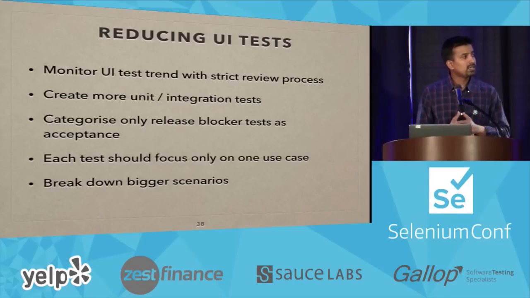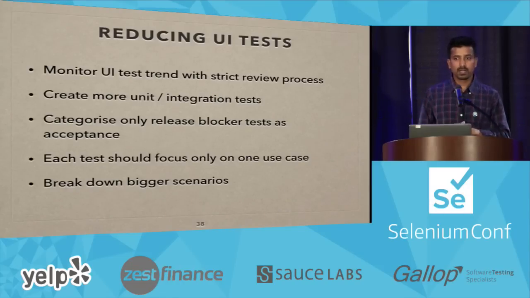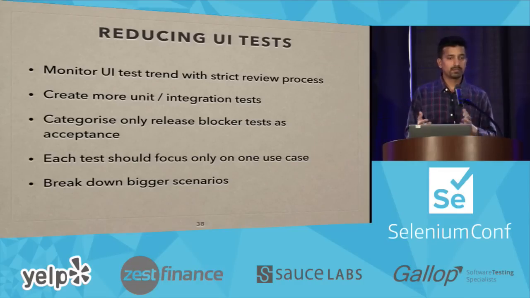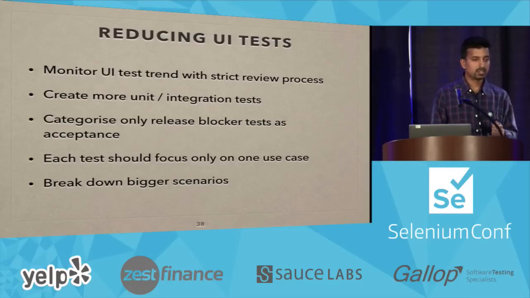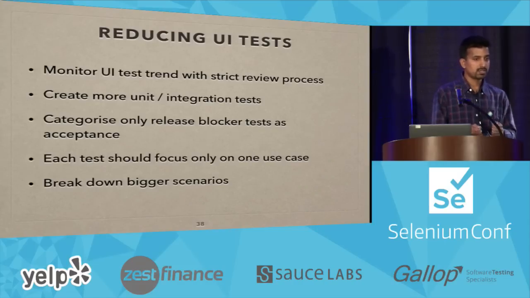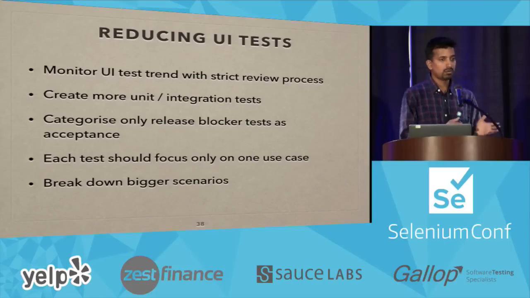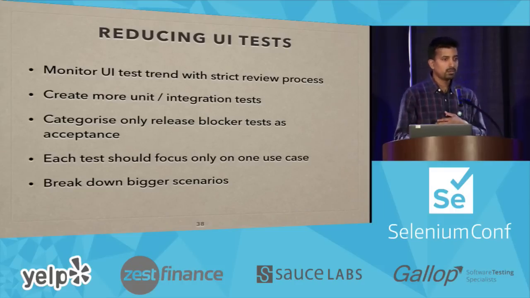And categorize only release blocker tests as acceptance. You might see lots of acceptance cases failing, which means, are we going to stop the release? If not, then why is it acceptance, right? So you need to make sure that you categorize tests and take decisions based on that. If a test fails, are we going to stop the release because this test case is failing? Or can we move this to regression, where we can still release, but fix it later?